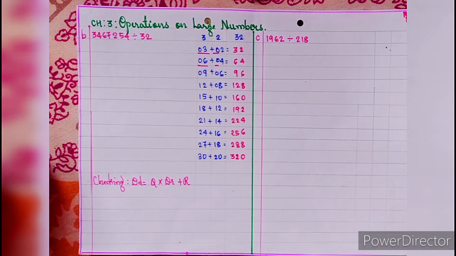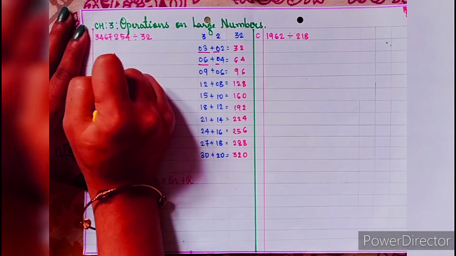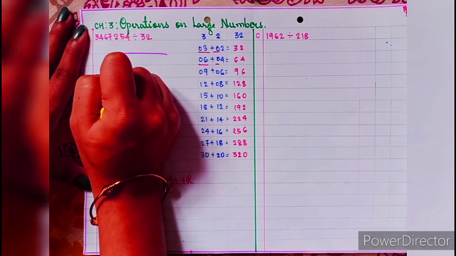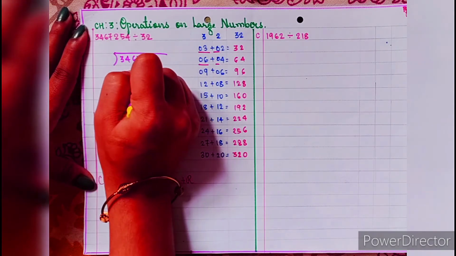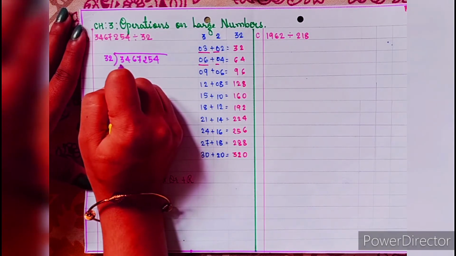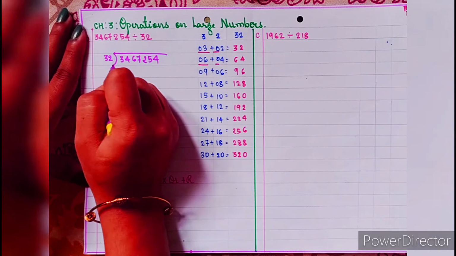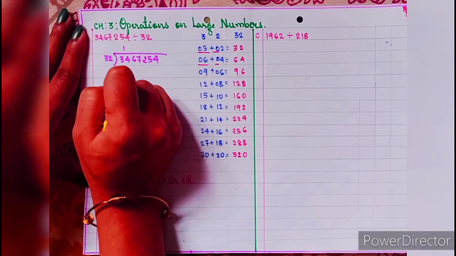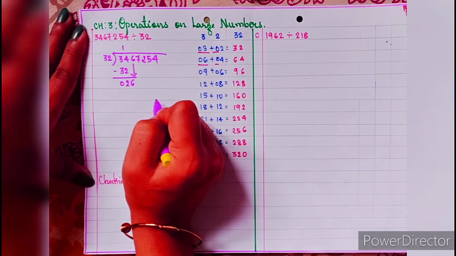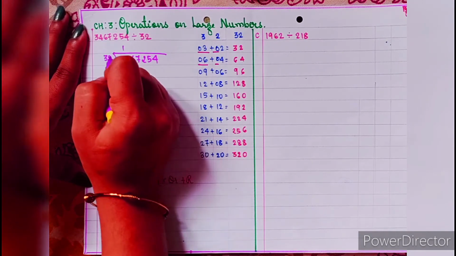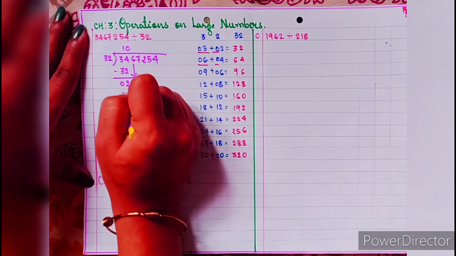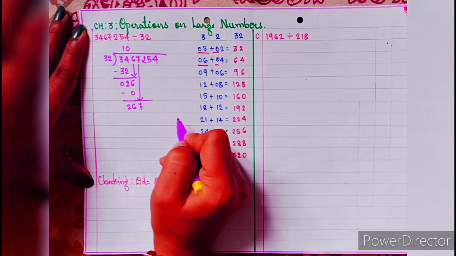So let's do that. We'll have to draw the division sign and further write the dividend in it, that is 34,67,254, and divide this by 32. As the first number is 34, which is greater than the divisor, we can divide: 32 ones are 32. From 34, 32 goes out, remains 2, and next take 6 down. So it is 26, which is a smaller number. So 32 zeros are 0, 26 minus 0 is 26. And further take the next number down, then it is 267.